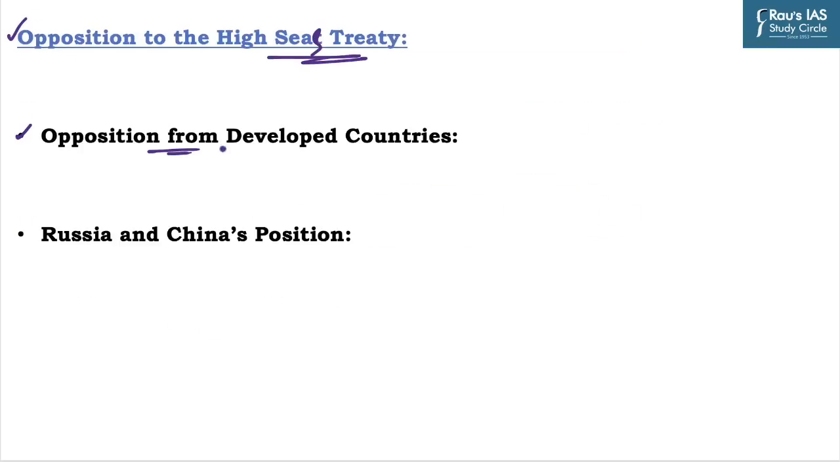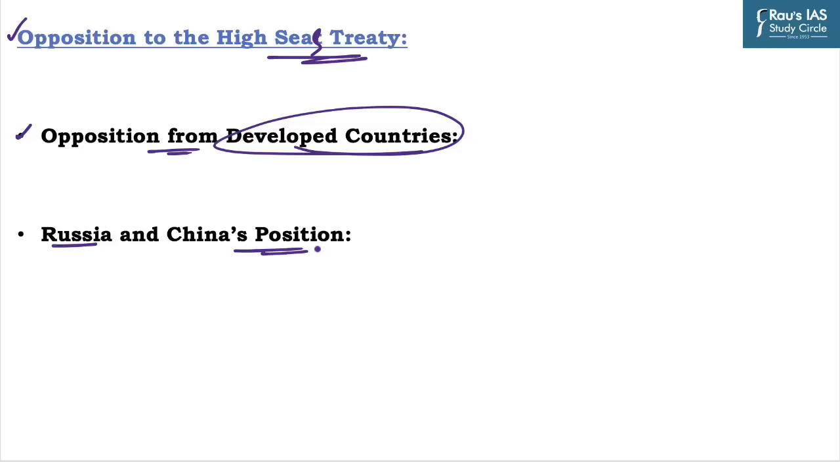And lastly, the opposition to the High Seas Treaty. The first opposition is from developed countries. Several developed countries oppose the treaty as they support private entities that are involved in advanced marine technology research and development. And these entities hold patents related to marine genetic resources. And the next opposition comes from China and Russia. Both China and Russia are not in favor of the treaty. Russia withdrew from the final stage of reaching a consensus, arguing that the treaty does not strike a balance between conservation and sustainability.